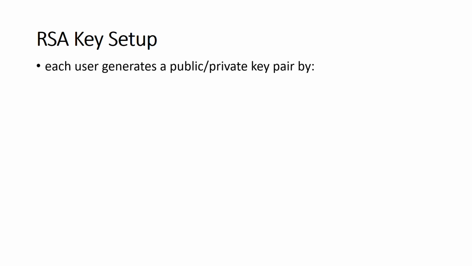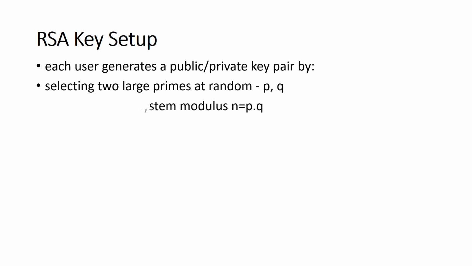RSA key setup. Each user generates a public and private key pair. So what do we actually do? We select two large primes at random, P and Q, both prime numbers. Then we compute their modulus: n is equal to P into Q.